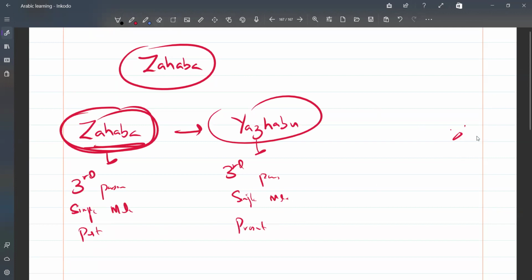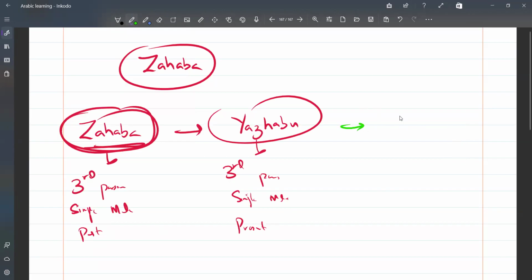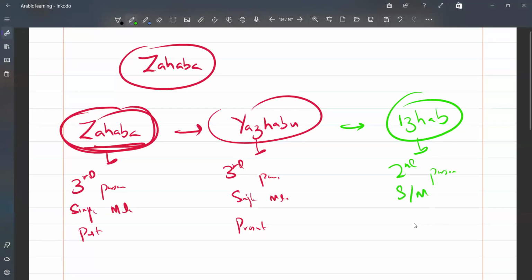And the command form of this becomes idhhab. Idhhab is the second person, since the command form is only of the second person, right? Since we are commanding the person in front of us. So second person and single male, but it is the command form. Dhahaba means he went, yadhhabu means he goes, and idhhab means go, but to one male. This is how the Arabic verb works.